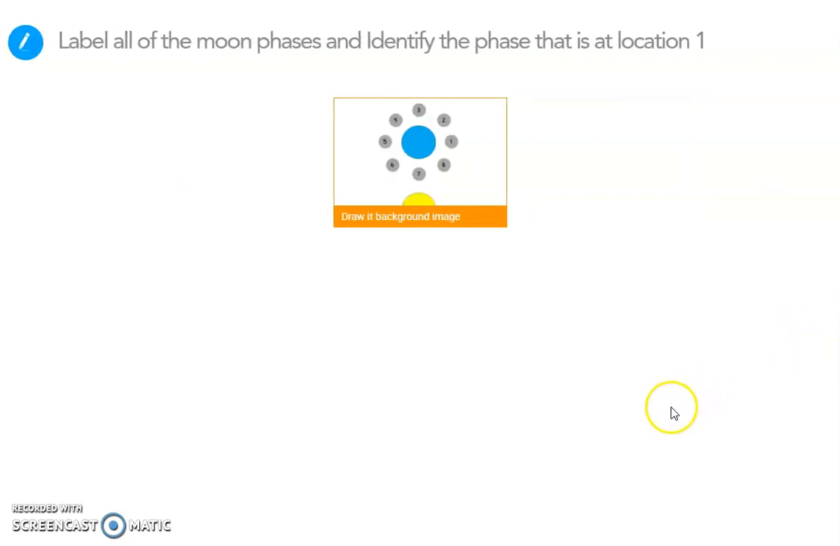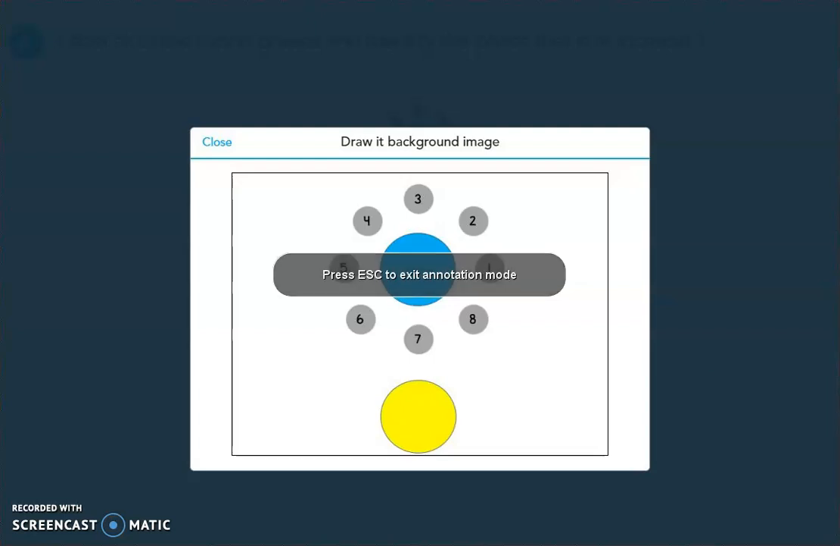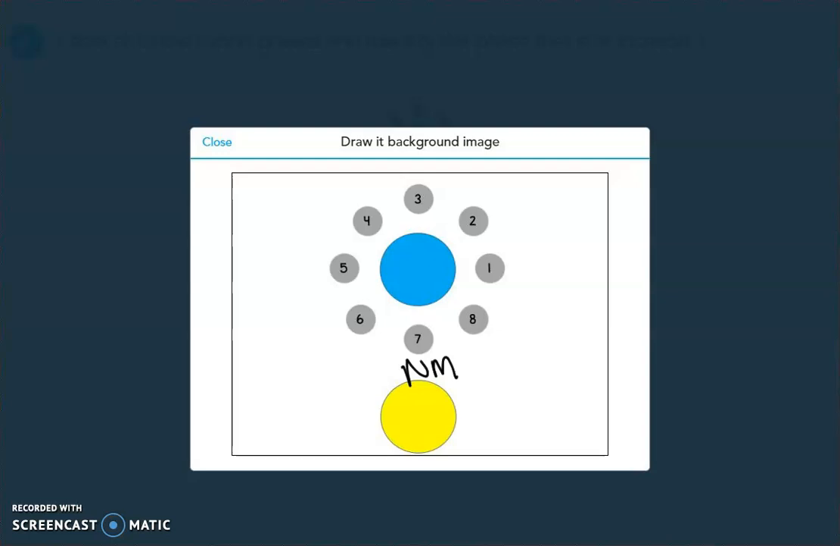Okay, this last question asks us to label all the moon phases again, and then it asks us to identify the moon phase in location 1. So again, we're going to find the moon phase that's between the sun and the earth, and that is going to be our new moon. We're going to go around counterclockwise.